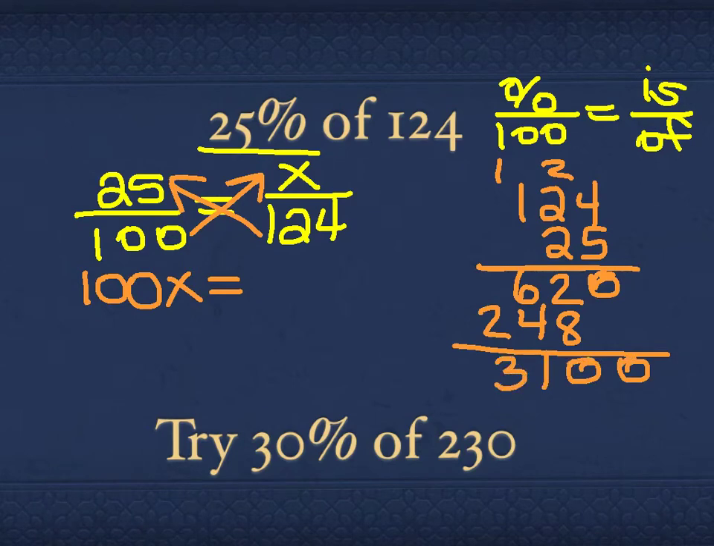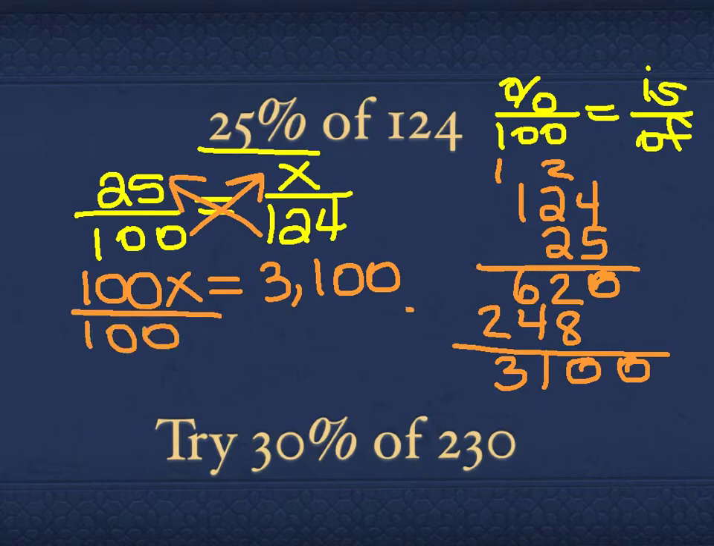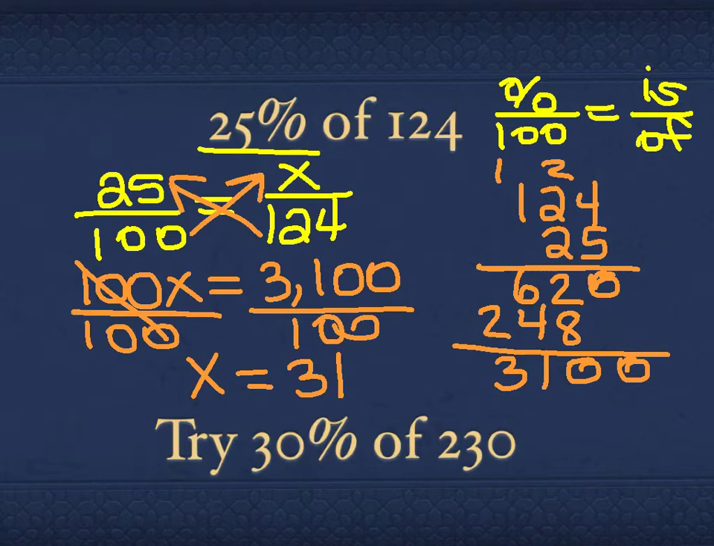3,100. So 100x equals 3,100. If I use my inverse operations to solve for x, I will see that x is 31. So 25% of 124 is 31. Now I'd like you to try the next one on your own. 30% of 230. Pause the movie, solve the problem, and check your work when you're finished.